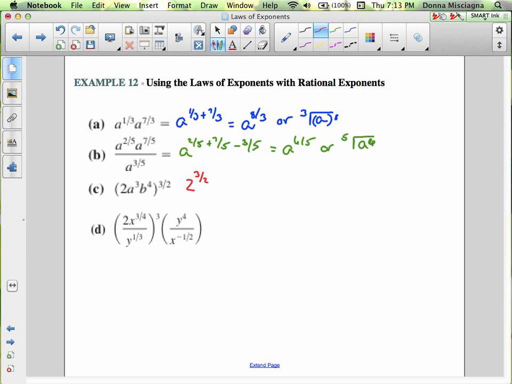It would be the square root of 8. We could simplify the square root of 2 cubed, or 8. A cubed raised to the 3 halves power would be A cubed, and if we're raising it to the 3 halves power, I'll just rewrite that. That would be the same as A to the 3 times 3 halves power. And B to the 4th raised to the 3 halves power would be B to the 4 times 3 halves power.